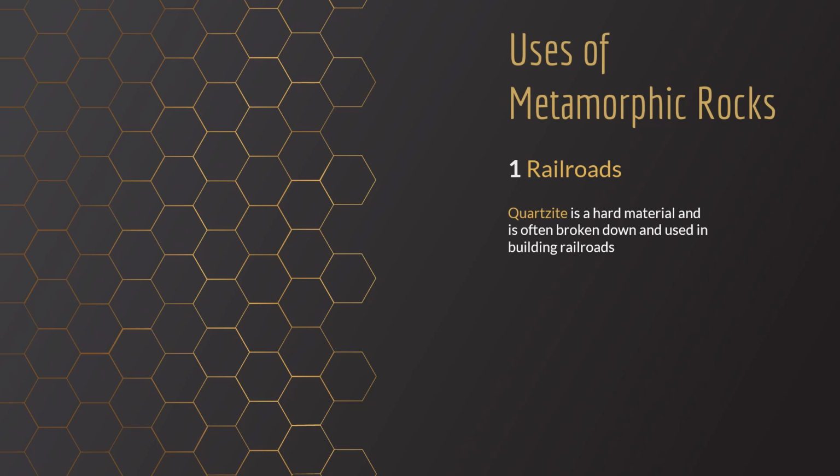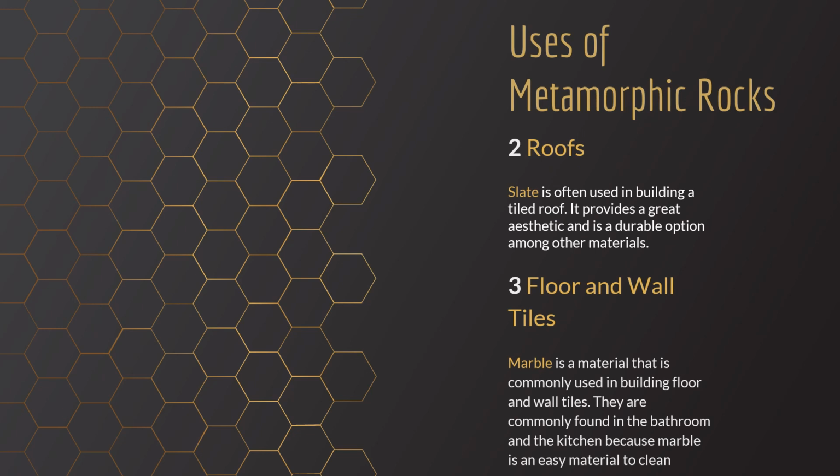The next use of a metamorphic rock is for building roofs. Slate is often used in building a tiled roof, and it provides a great aesthetic and is a durable option among other materials. Metamorphic rocks are also used in building floor and wall tiles. Marble is a material that is commonly used in building floor and wall tiles. They are commonly found in the bathroom and the kitchen because marble is an easy material to clean.